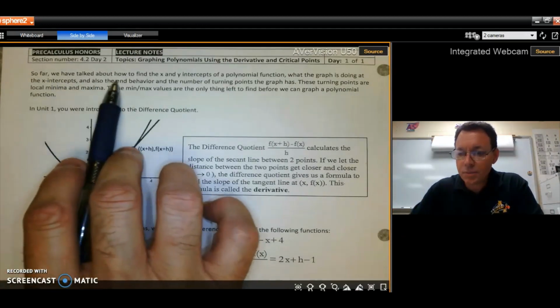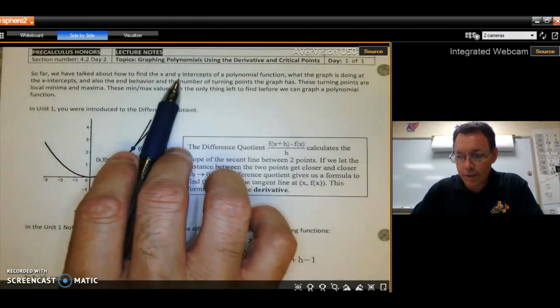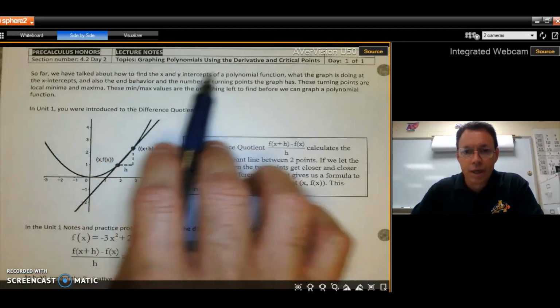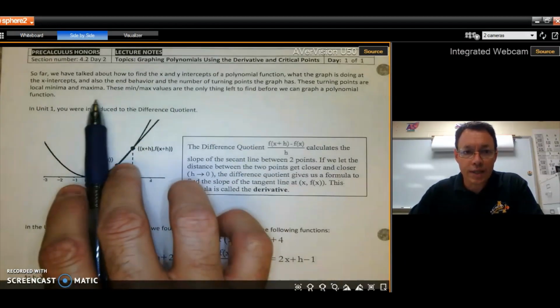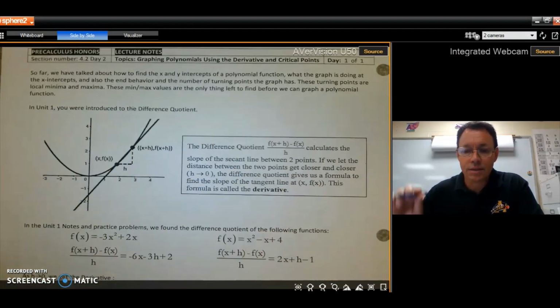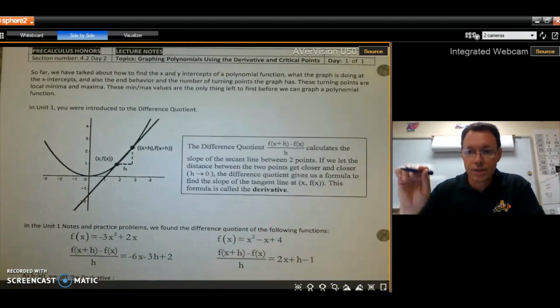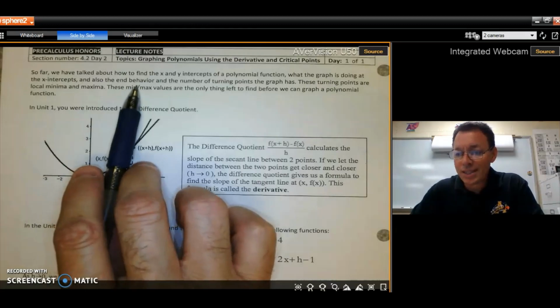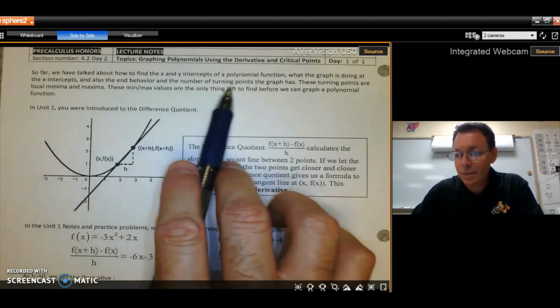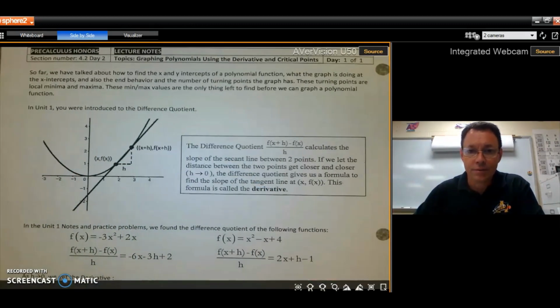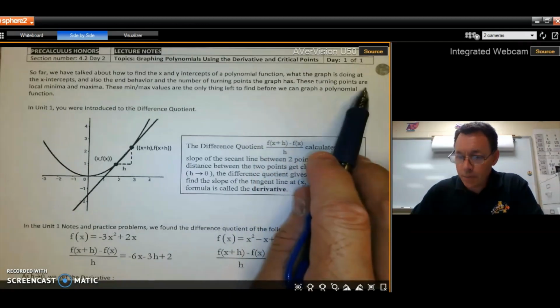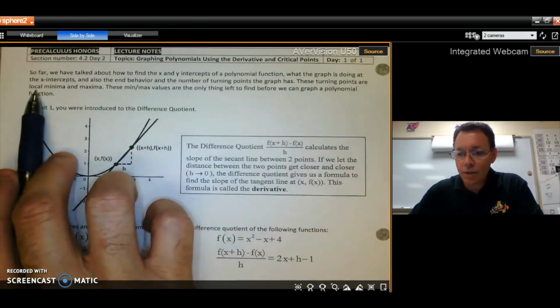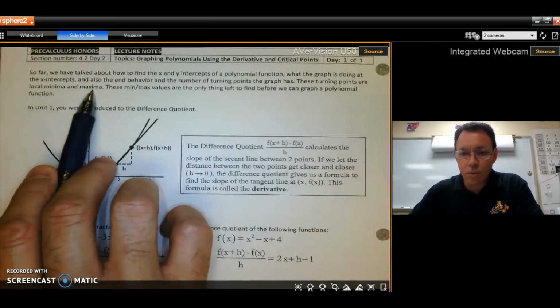So far we've talked about how to find the x and the y intercepts of a function, what the graph is doing at the x-intercepts, so does it cross through or does it touch and then turn around and go back the way it came. We've talked about the end behavior and the number of turning points that the graph can have. Now, these turning points would be like a local minimum or a local maximum.